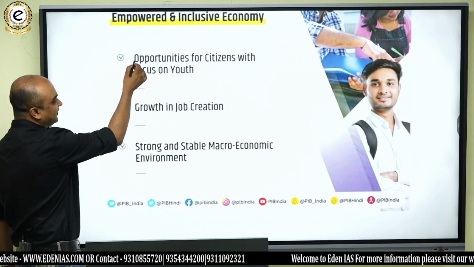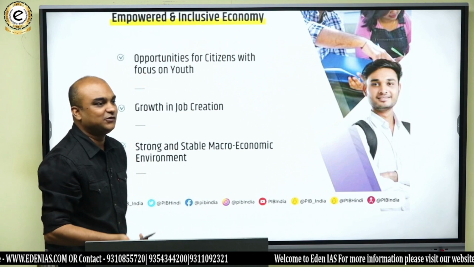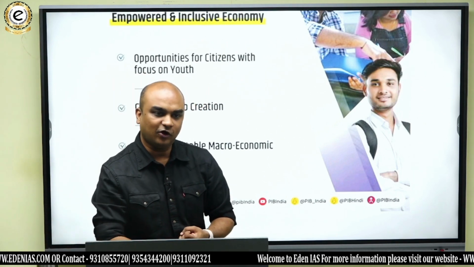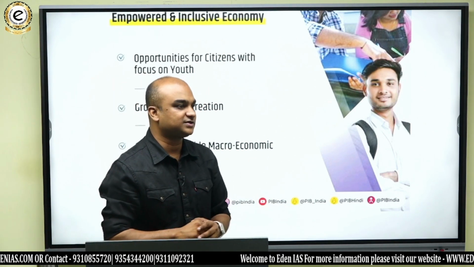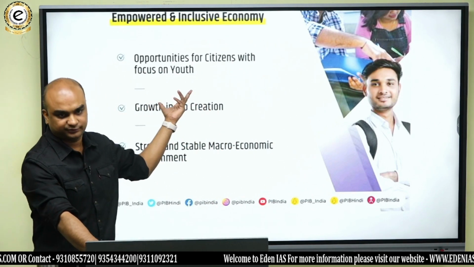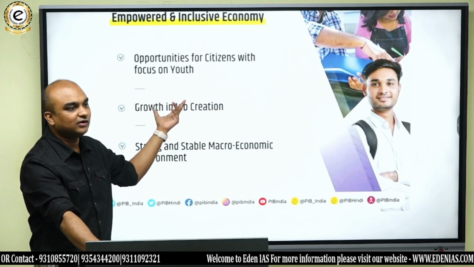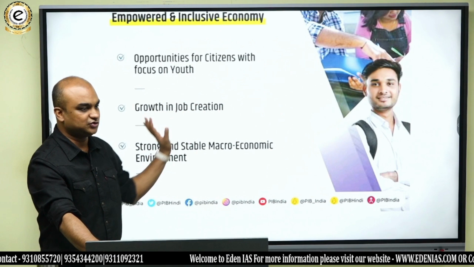Second is growth in job creation. Obviously, you can understand the first and the second are interlinked. If you give a push to entrepreneurial skill, automatically you encourage job creation, especially, for example, agri startups. Do you understand that? They would create a lot of unskilled, semi-skilled jobs.